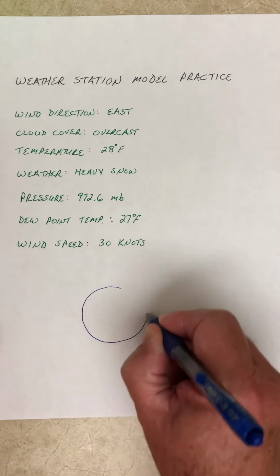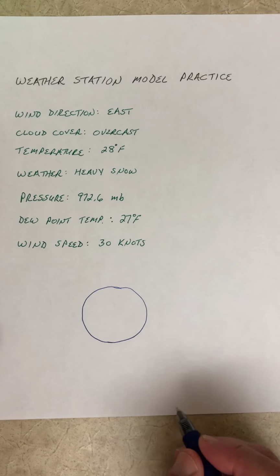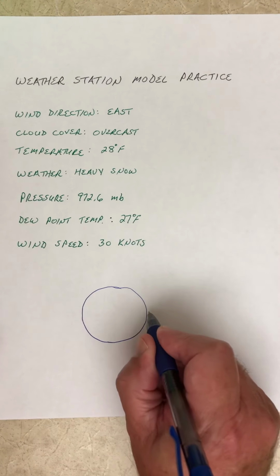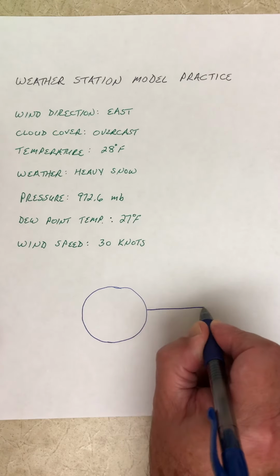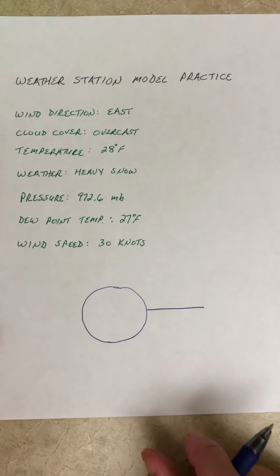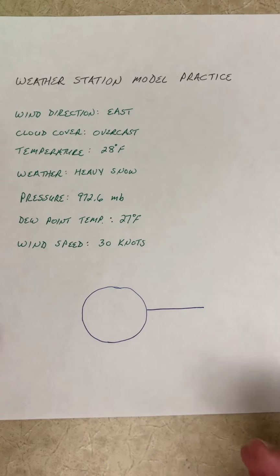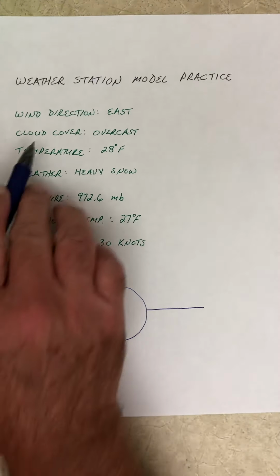So we draw our weather station, circle. Wind direction is east. So we've got a flagpole, quote unquote flagpole, pointing towards the east. This wind is blowing from the east towards the west.